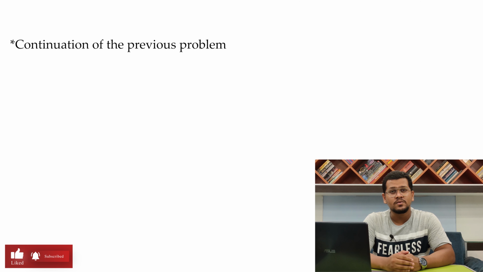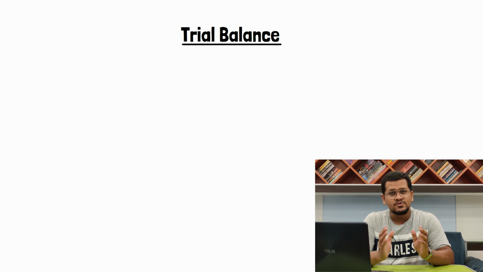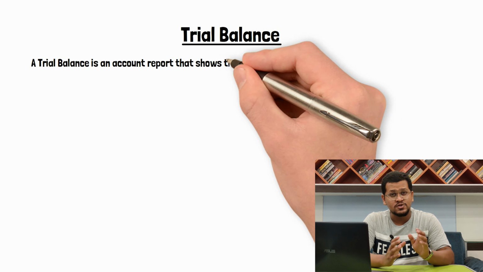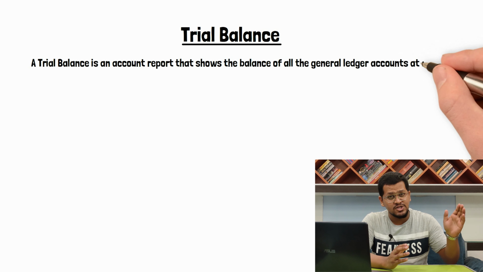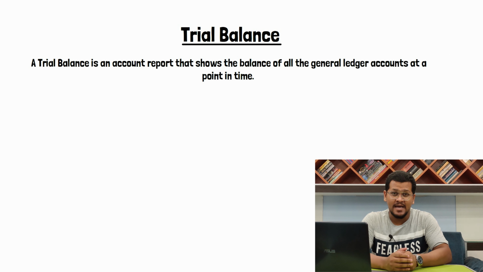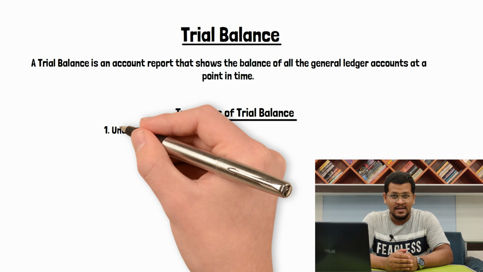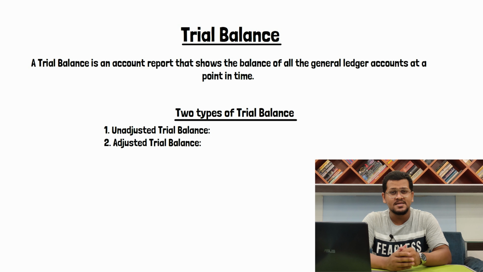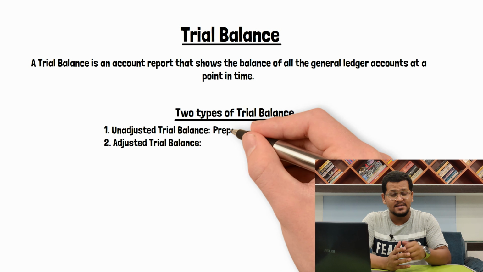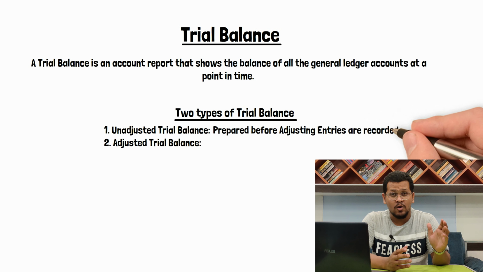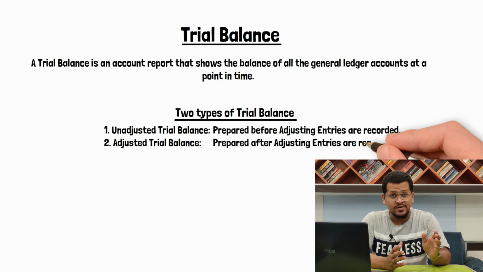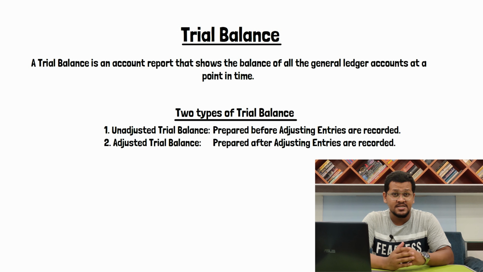In this video, we are going to work on trial balance. Well, trial balance is an account report that shows the balance of all the general ledger accounts at a point in time. There are two types of trial balance. One is unadjusted trial balance and the other one is adjusted trial balance. Adjusted trial balances are prepared after we record our adjusting entries. In this video, we are going to work on unadjusted trial balance because we haven't worked on the adjusting entries yet. It is a very simple procedure, so let's get to it.